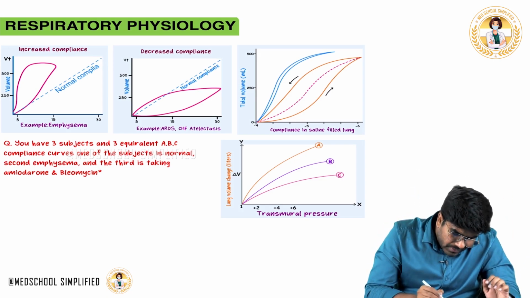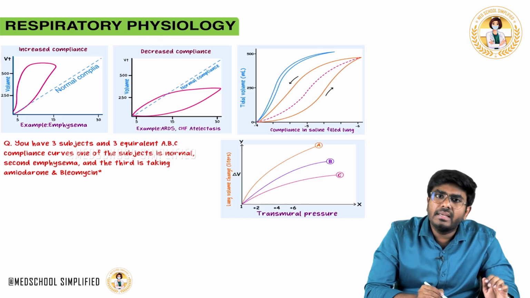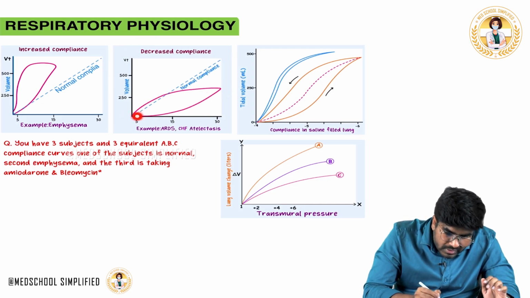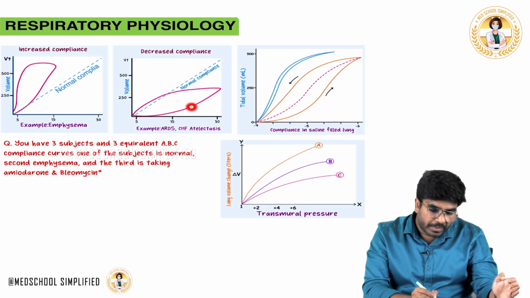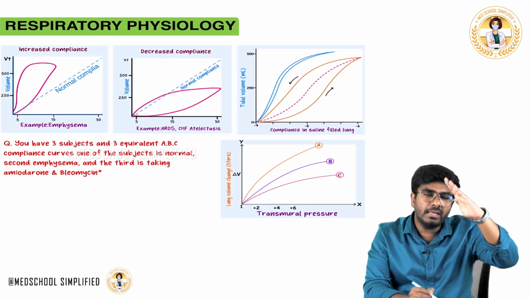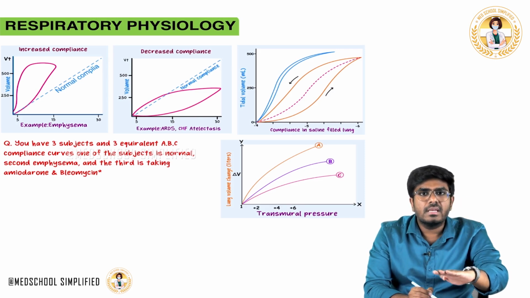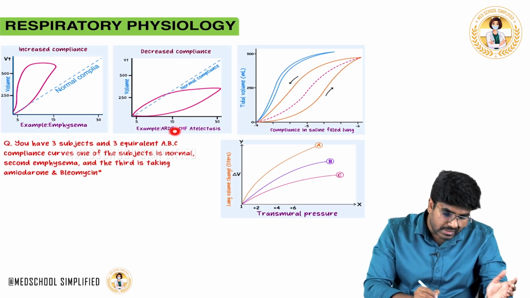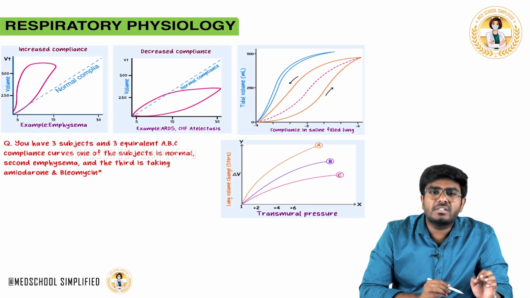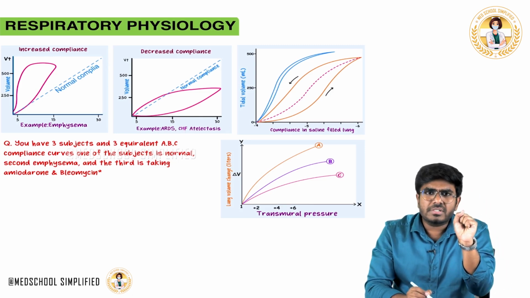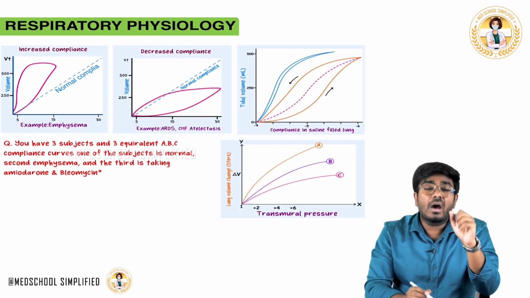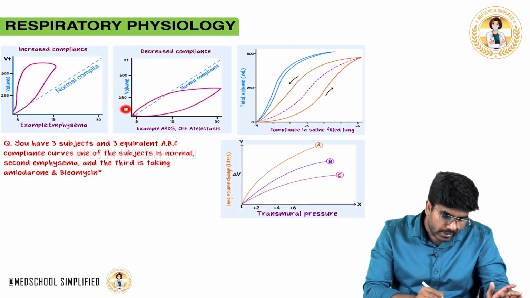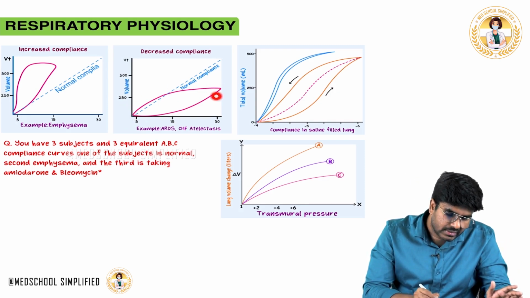Now let's see the other condition where the compliance is decreased. This is the average, normal compliance. Now the compliance curve is falling towards the x-axis. Slope is getting decreased, so compliance is decreased. In which lungs is compliance going to be decreased? Pulmonary fibrosis, acute respiratory distress syndrome, and atelectasis, where the lung is collapsed. It is very hard to open these lungs, so the compliance in these conditions is reduced.